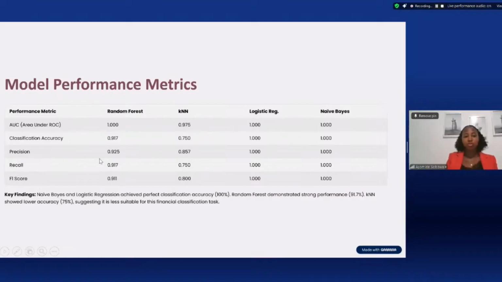And then for precision, so precision is how precisely were they able to generate the outcome that we want them to generate. The first model, the random forest model, wasn't able to predict precisely. It wasn't precise at all. K-nearest neighbor as well wasn't precise. But these 2 algorithms were very, very precise.